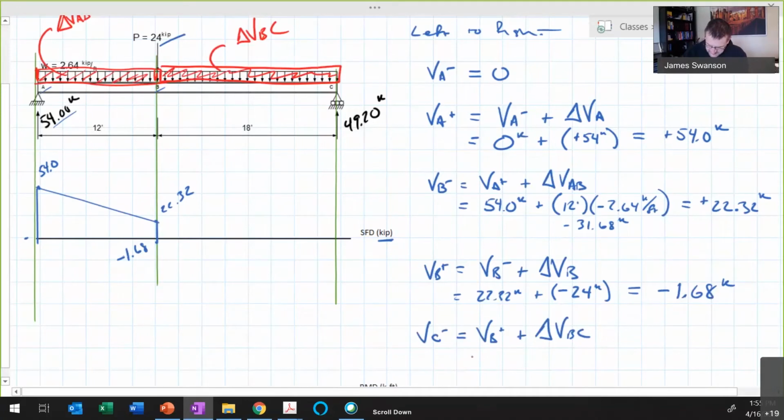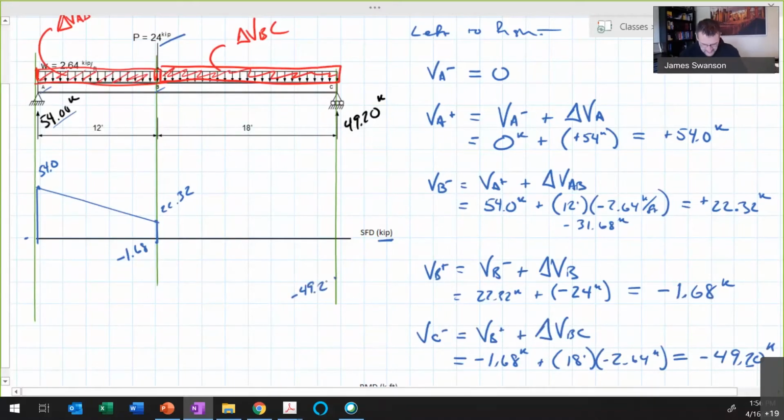Okay, let me scroll down just a little bit. So this is equal to minus 1.68 kips. Plus the change in shear is going to be equal to 18 feet times a minus 2.64 kips. So when we work out that math, we end up with a minus 49.20 kips. So right about there, minus 49.2. And if we use a straight edge, there we go, not terrible.